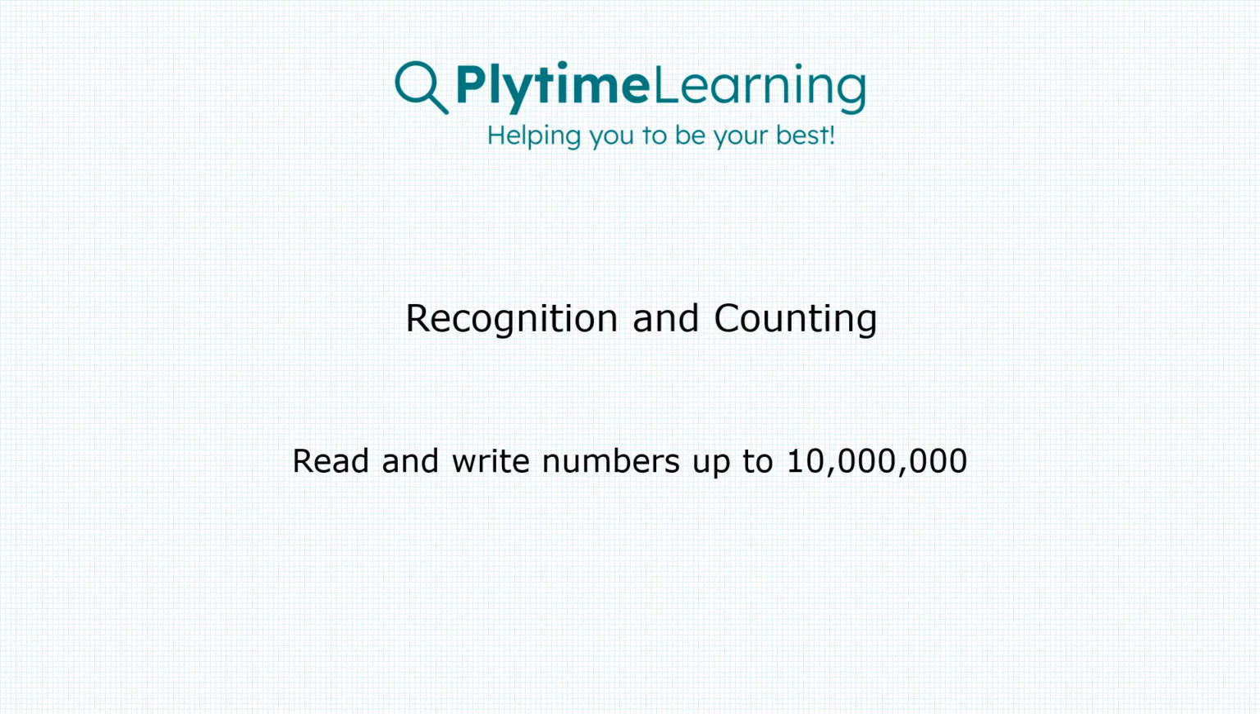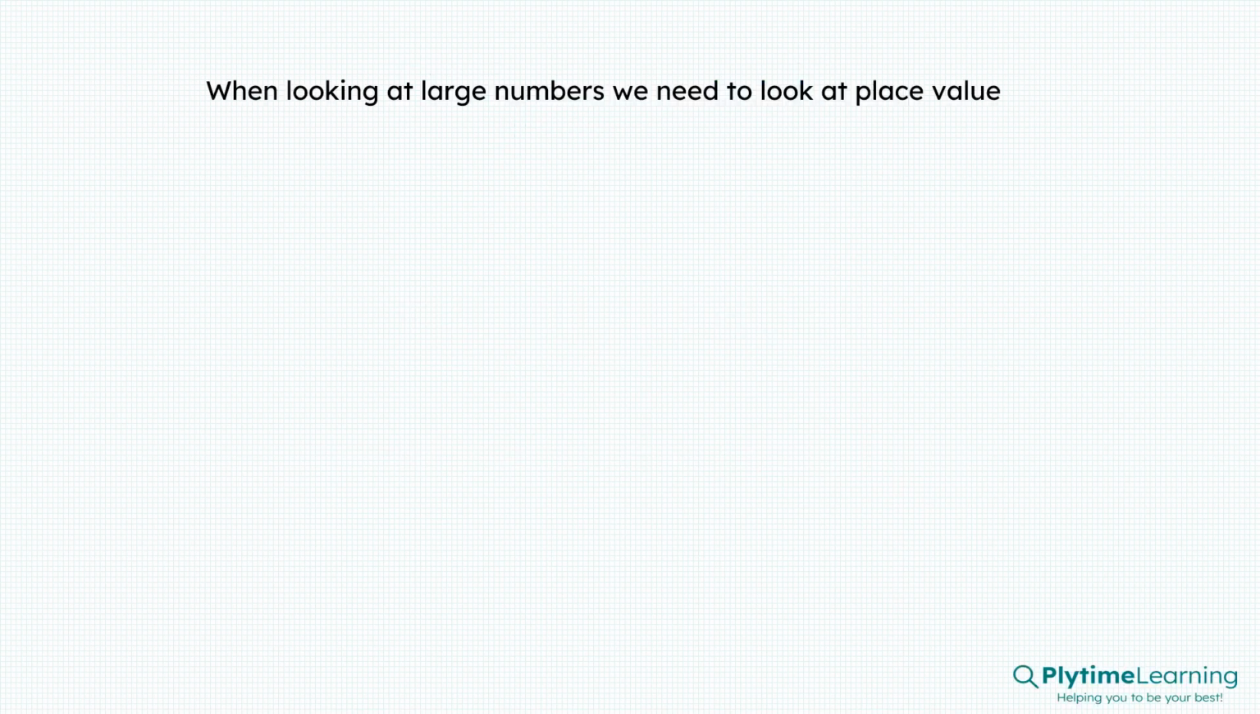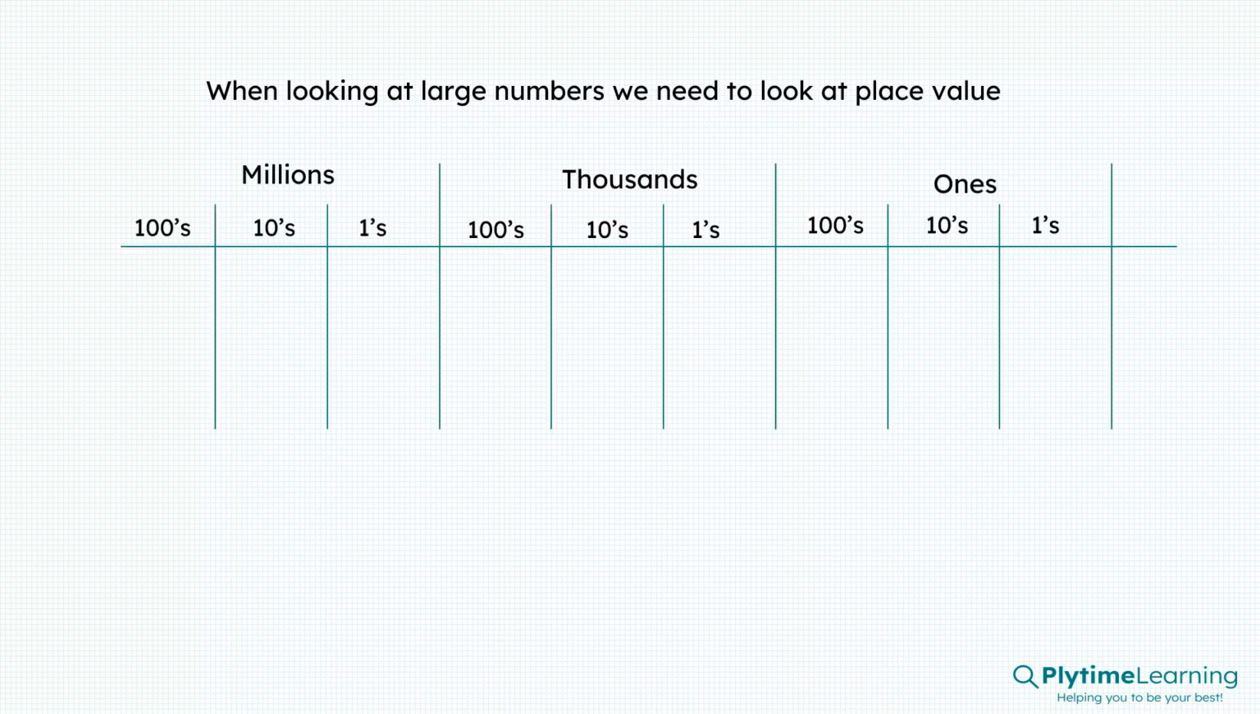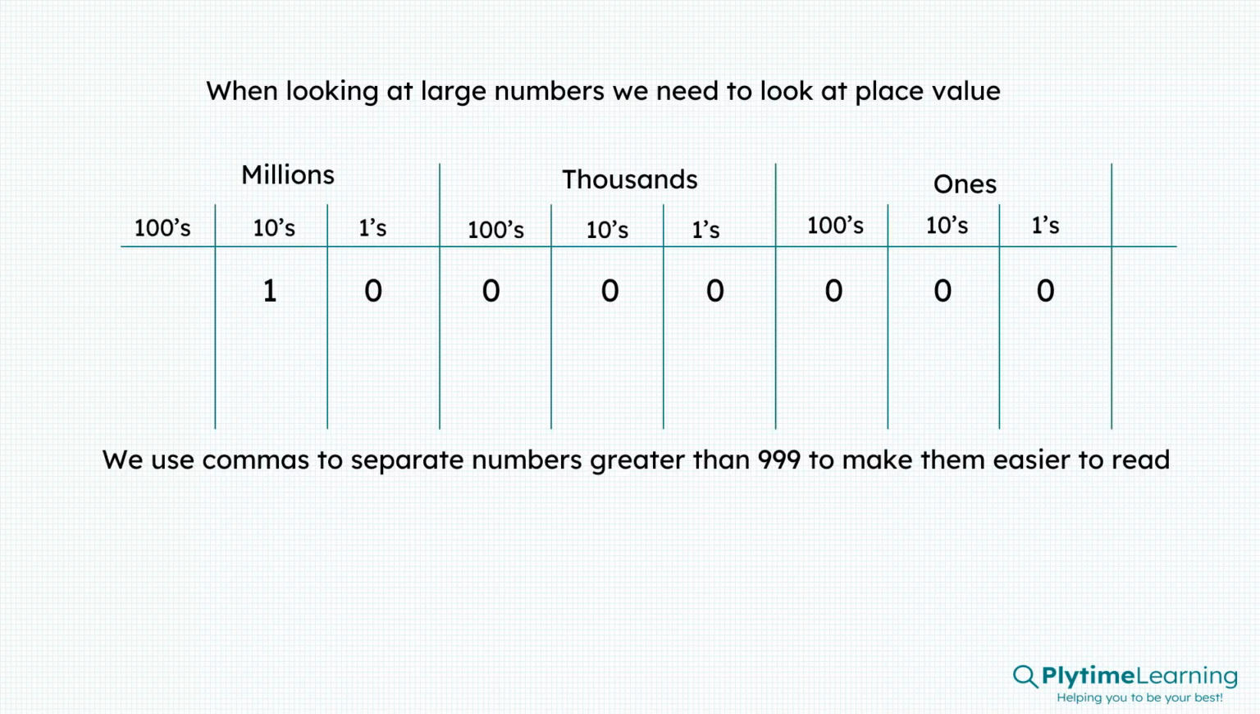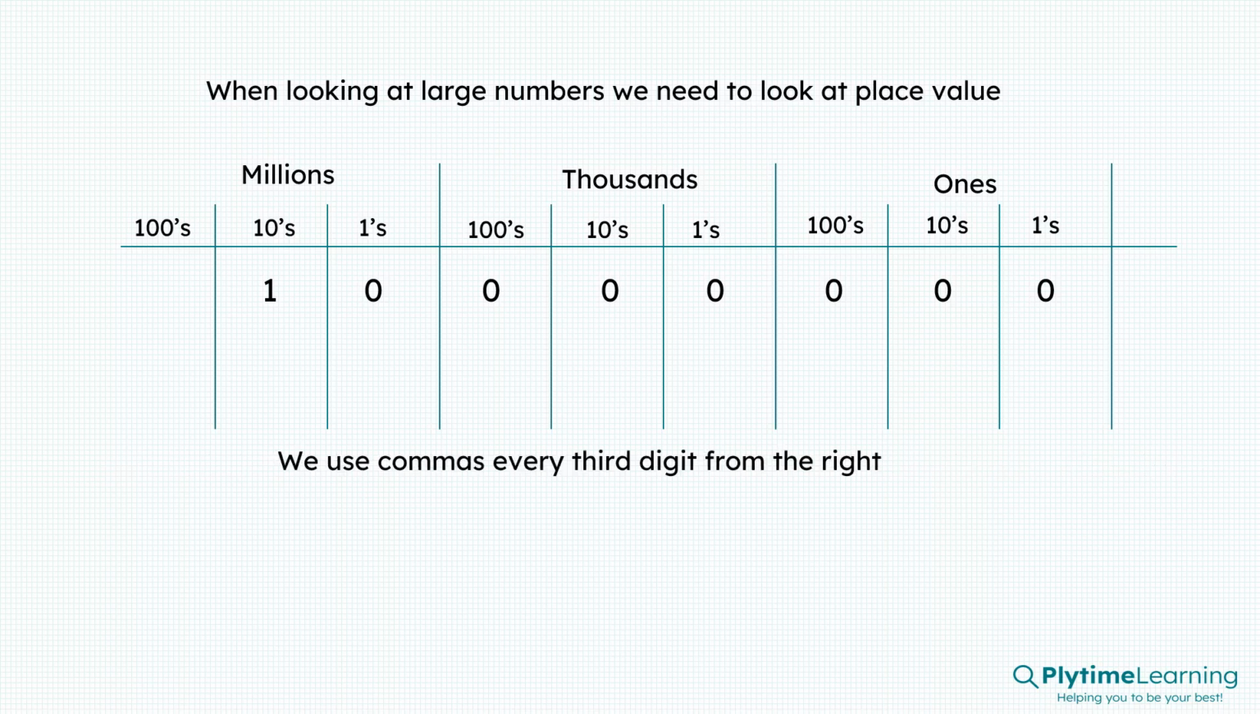Recognition and counting. Read and write numbers up to 10 million. When looking at large numbers, we need to look at place value. If we have our columns, we write this number. We can use commas to separate numbers greater than 999 to make them easier to read. We use commas every third digit from the right. So they separate thousands from ones, here, and they separate millions from thousands, here.